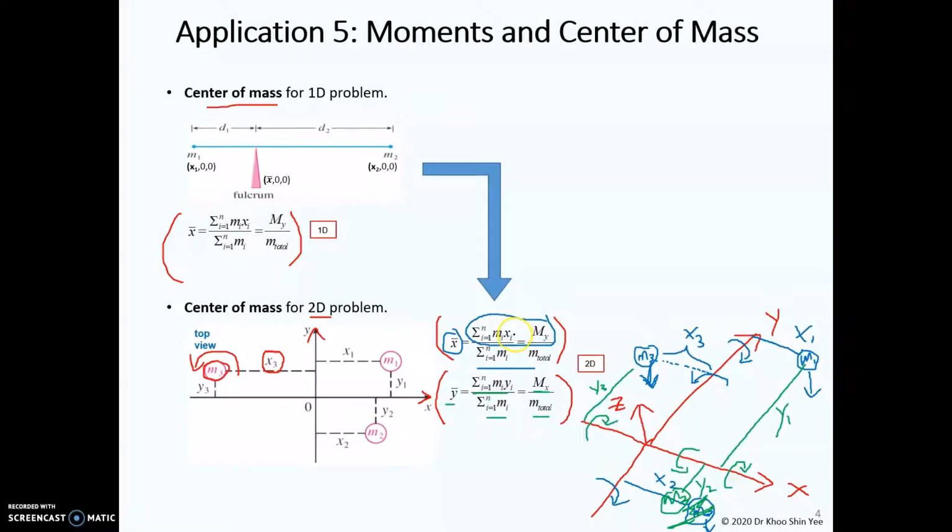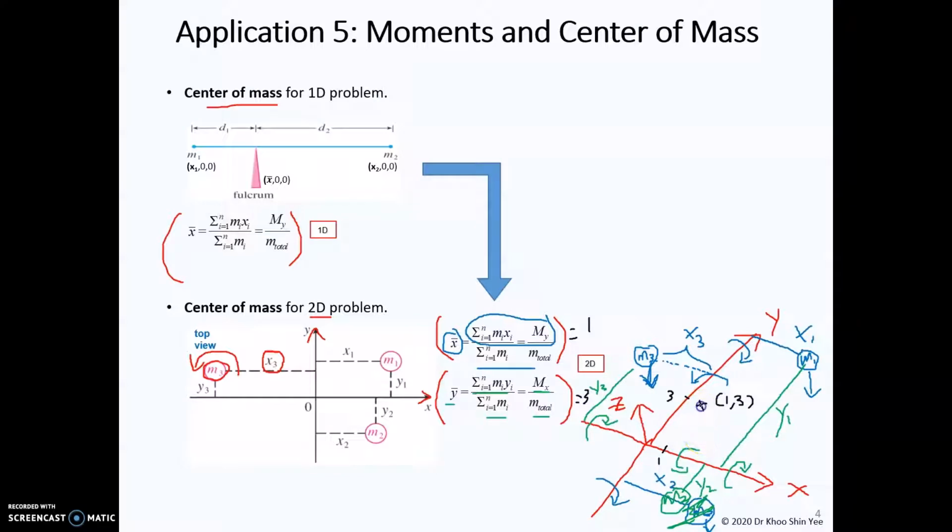Assume that after you perform the calculation, you obtain the x bar equal to 1, y bar equal to 3. So you can see that in this graph, let's say 1 is here, and then 3 is around here. So this is the center of mass, which is (1, 3).